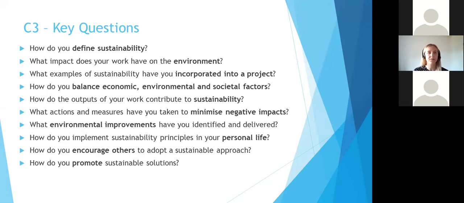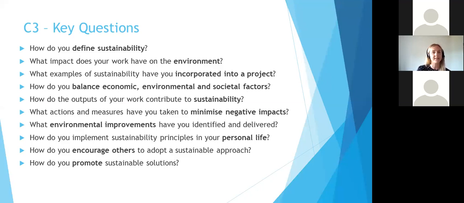How do the outputs of your work contribute to sustainability? What actions and measures have you taken to minimise negative impacts? What environmental improvements have you identified and delivered? Those are all your definition of sustainability, looking at it within the workplace, and then moving on to more personal examples.